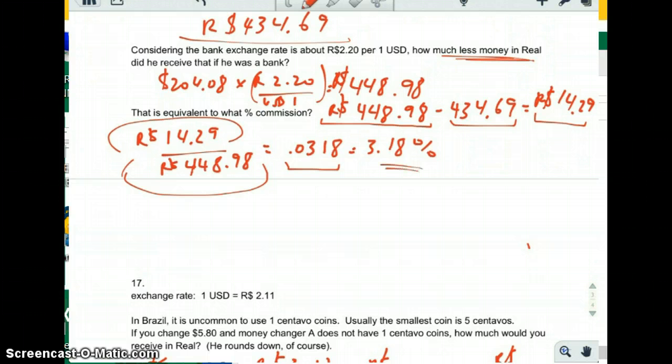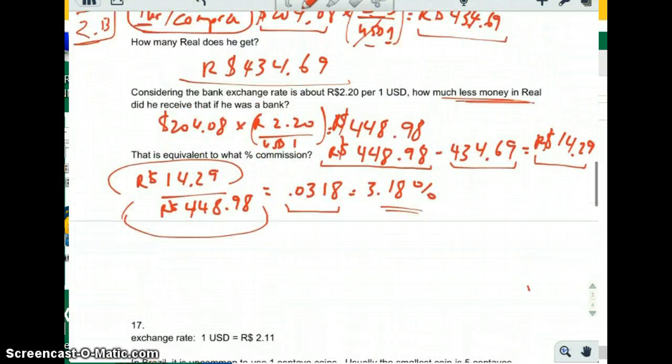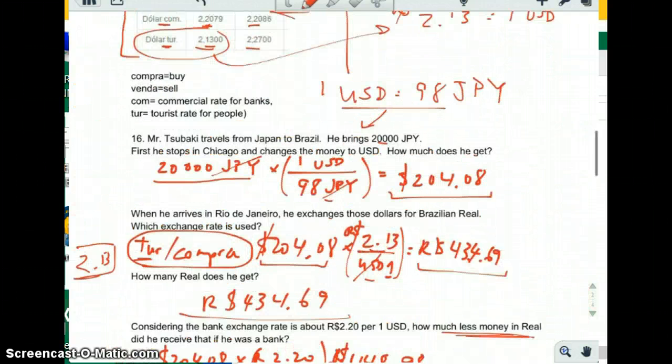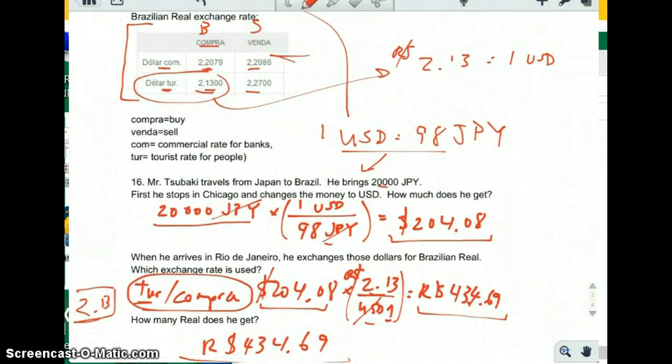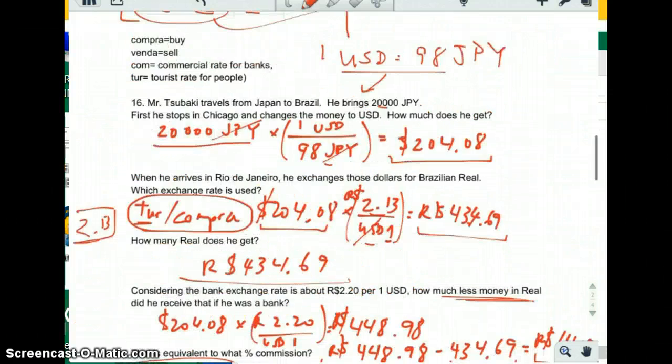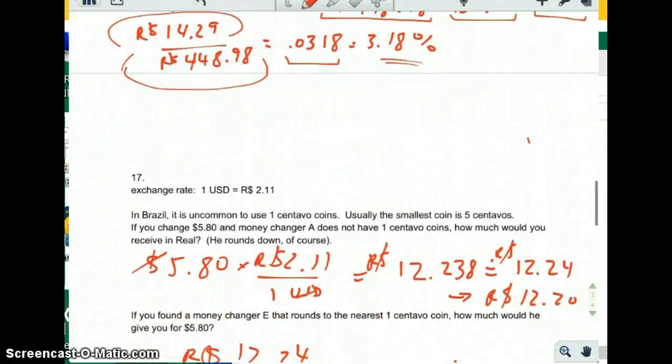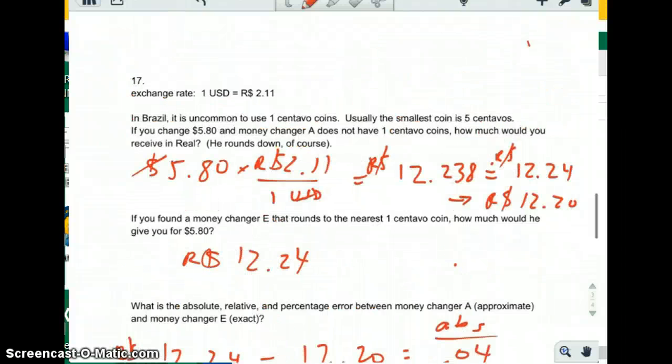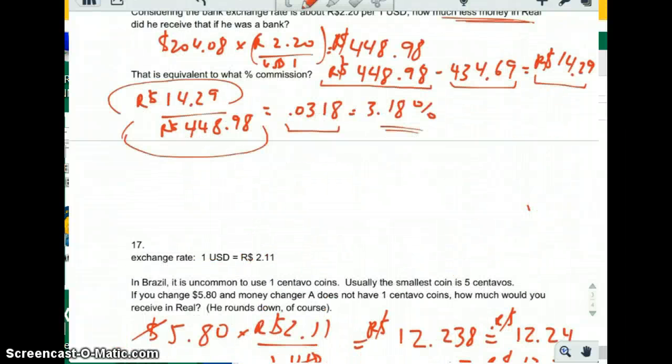Okay, so if we think of the dólar turismo and the spread that it has here, we could think of it as a commission because it's kind of included. It's their way of charging a commission, and the commission in this case would be 3.18%.